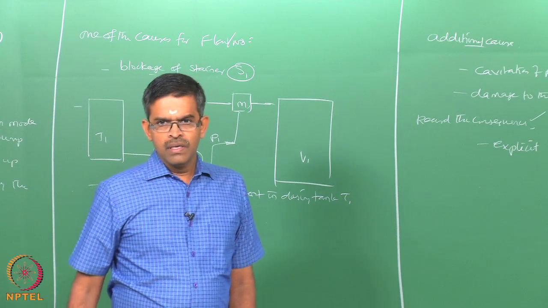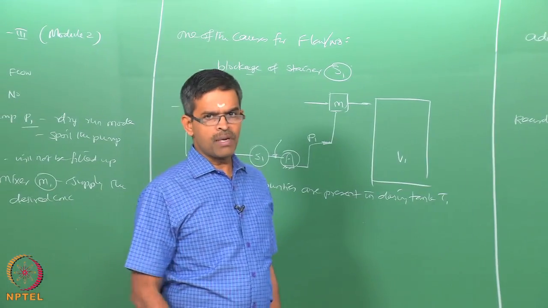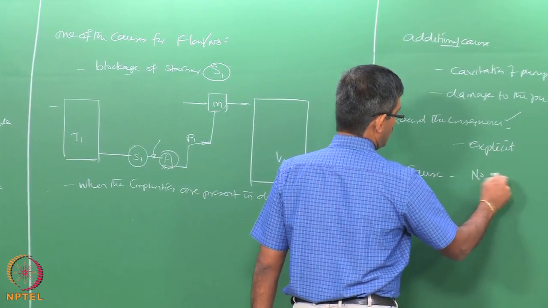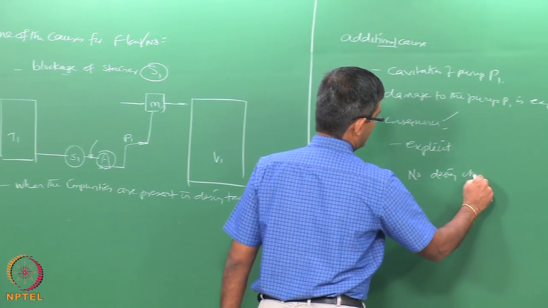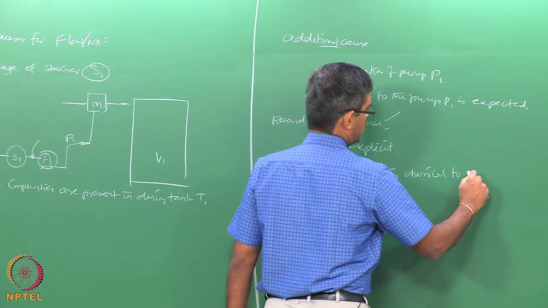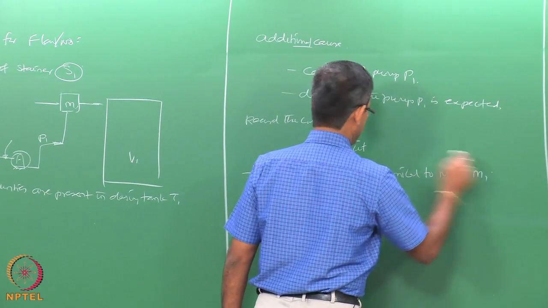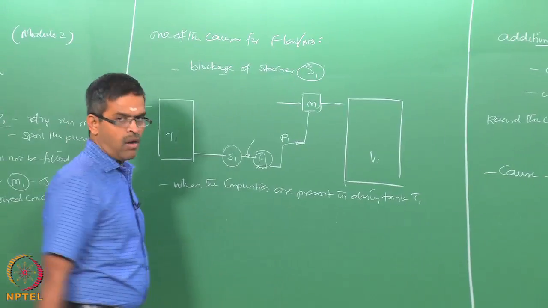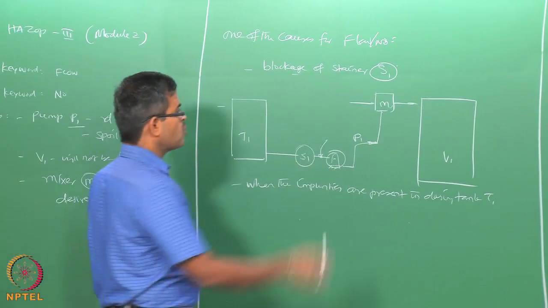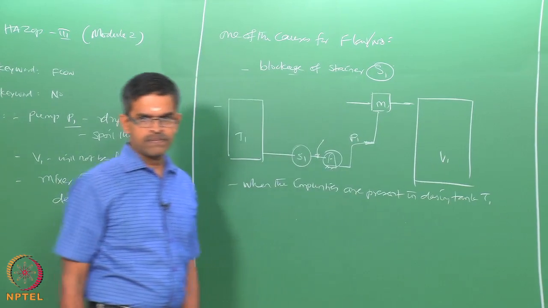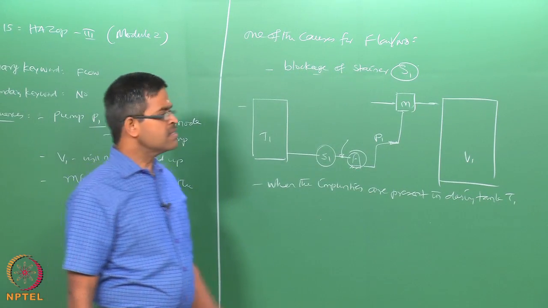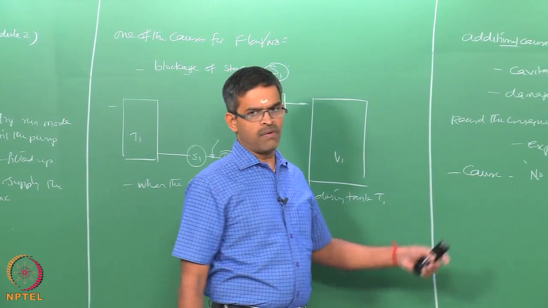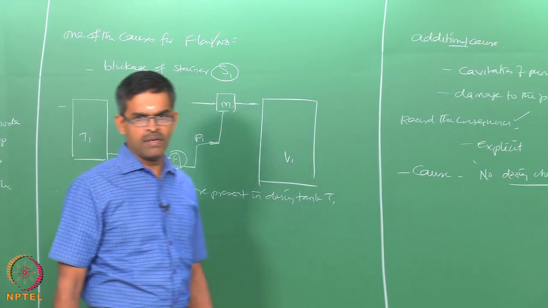For example, instead of recording no dosing chemical to mixture, let us say you say there is a cause, no dosing chemical to mixture M1. Let us say you want to write this statement. It means you are not allowing or you are anticipating that there is no dosing chemical coming to the mixture M1. Okay? When assessing the consequences, one should not account for any protective system of instrument which is already present in the design. That is very, very important.